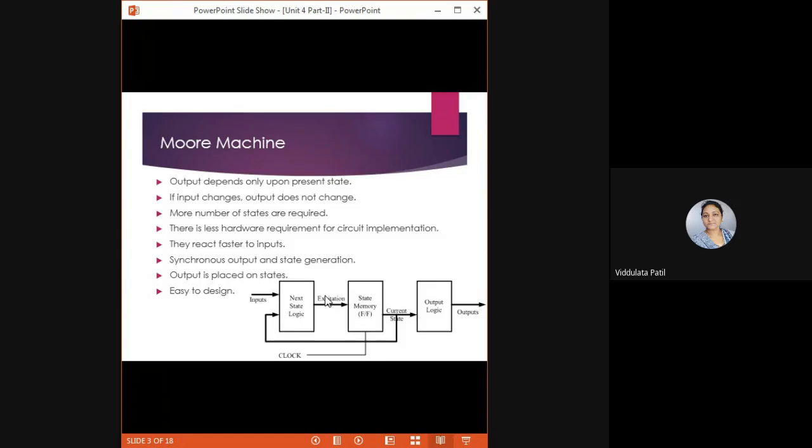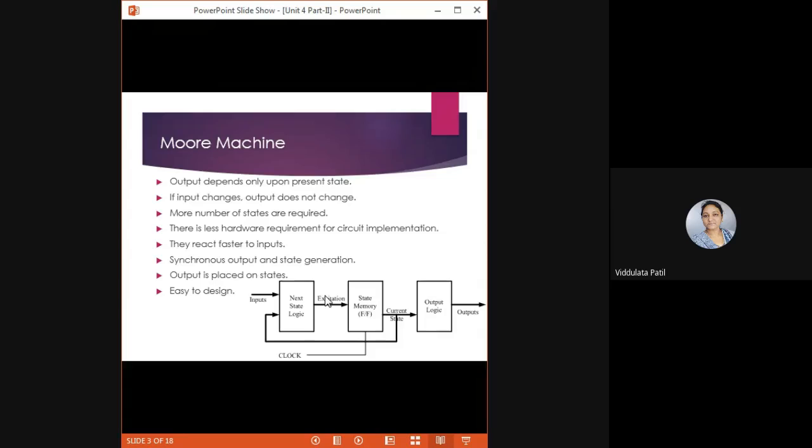Also, this Moore machine reacts faster to the input, and it gives a synchronous output and state generation. As this is easy to design, the Moore machine is easy to understand also, and easy to implement. So this is about the Moore machine.